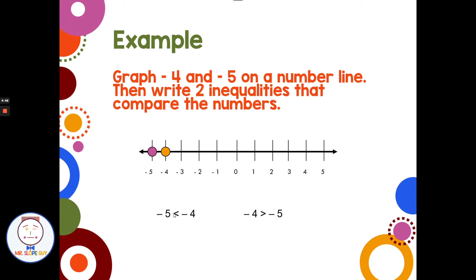We could first write -5 is less than -4. Or I could write -4 is greater than -5. Notice how in both cases they open towards the larger number. Even in this one, it opens towards the -4. This one opens towards the -4 as well. So we have two different inequalities we could write, and we know just by looking at the number line that the one to the right is bigger than the one to the left.